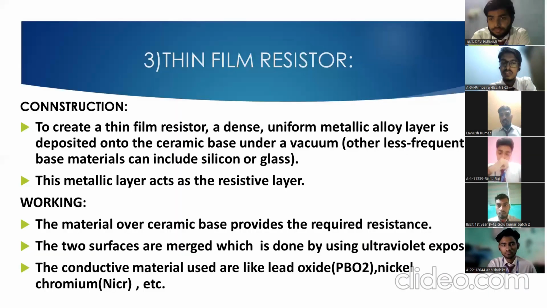A lower layer is deposited on the ceramic base under a vacuum, and this metallic layer acts as the resistivity layer. And after that, the working of a thin film resistor is that the material over the ceramic base provides the required resistance, and the two surfaces are merged, which is done by ultraviolet ray exposure. And the next point is the conductive materials used are like lead oxide and nickel chromium. And the next slide is the applications of the thin film resistor.